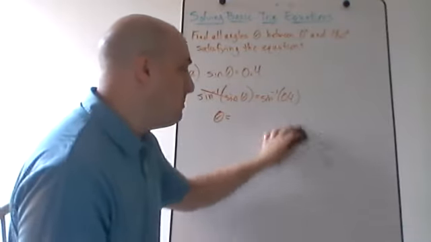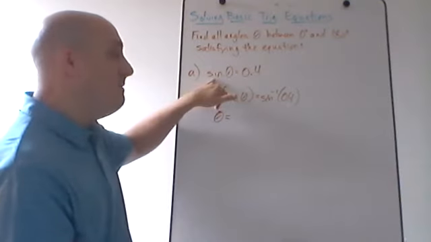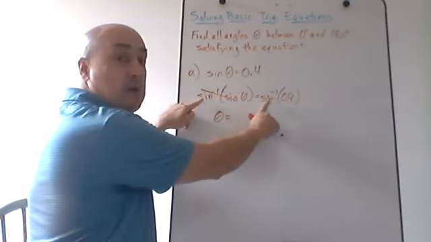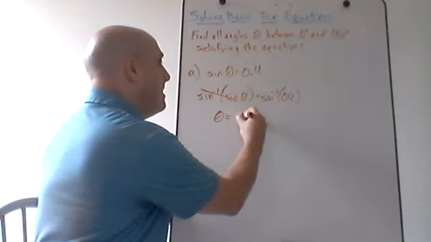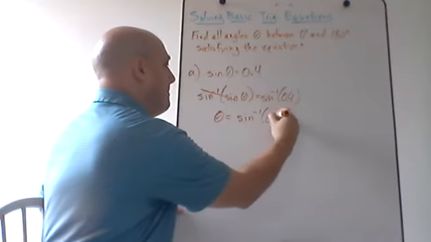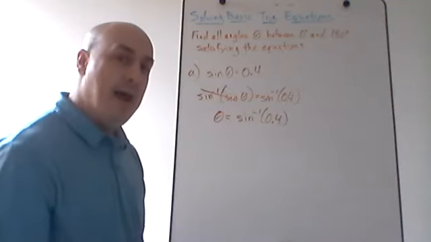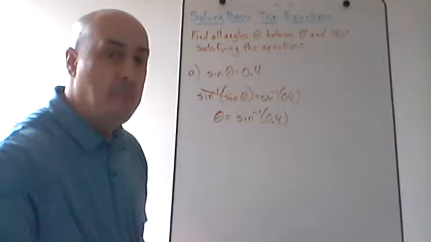So I'm using the same principles of solving equations as I usually do. In order to get theta by itself, I have to do the inverse of the sine function, which means I do the sine inverse on both sides of the equation, and that's going to cancel out the sine. So I get theta equals sine inverse of 0.4. And now I can go to my calculator and type in sine inverse of 0.4 to get my answer.